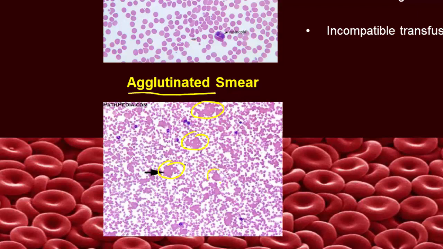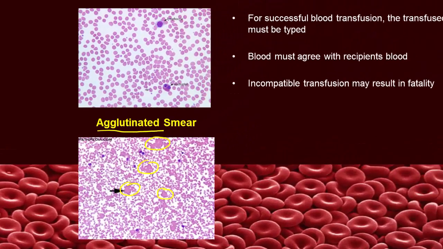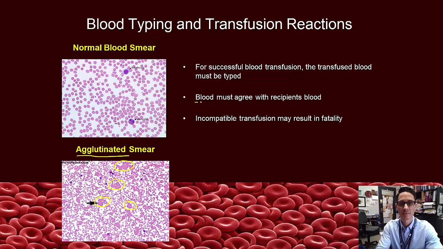Okay, and when those red cells stick or agglutinate together, they're unable to successfully deliver oxygen to tissues. They can clog up blood vessels, cause strokes, cause kidney problems, things of that nature. So our blood must agree, so the recipient's blood must agree with the donated blood. An incompatible transfusion can result in fatality.